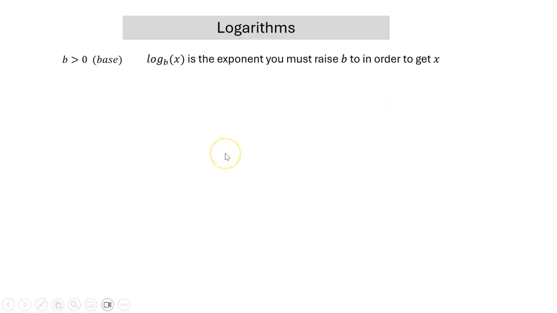And I think it might initially be good to think of this as a question. b to what power is x? Because when you determine that, that's the output from the log function. So for example, if I want to know what is log base 10 of 100, well, I ask myself the question, 10 to what power gives me 100? And of course that power is 2. So log base 10 of 100 is 2.